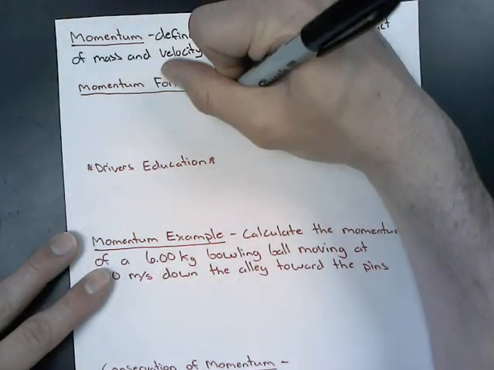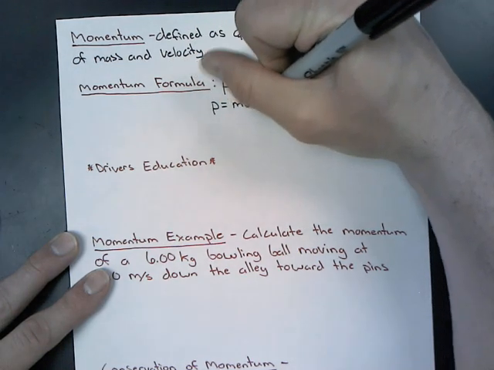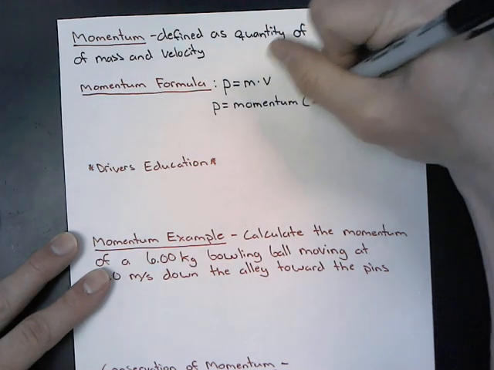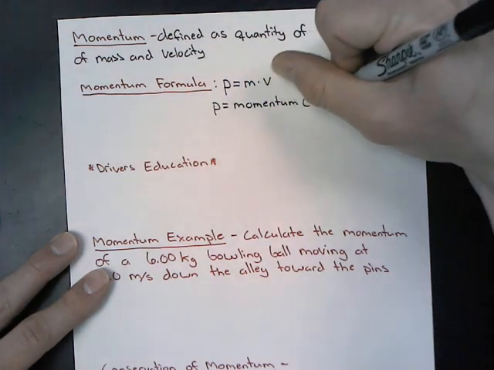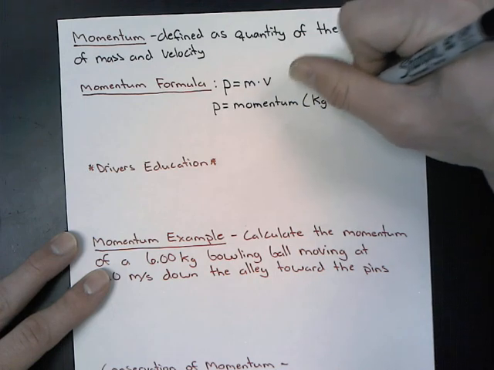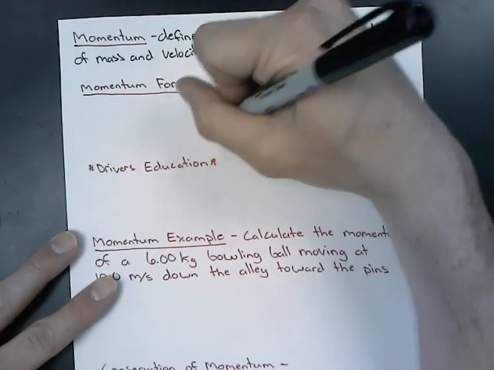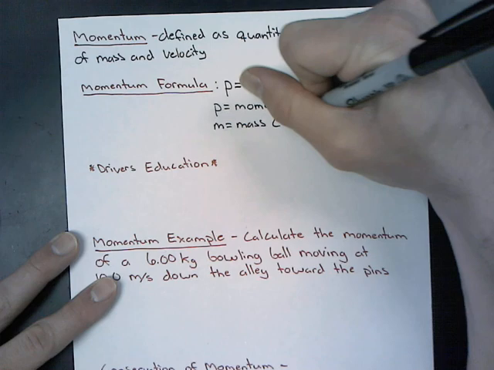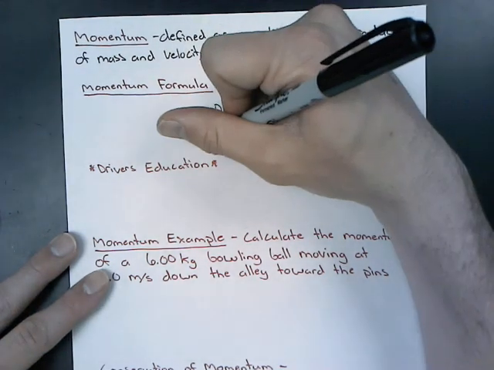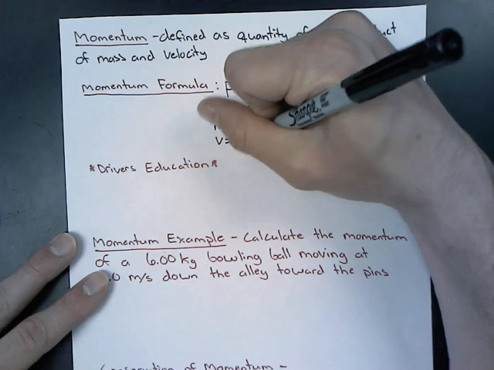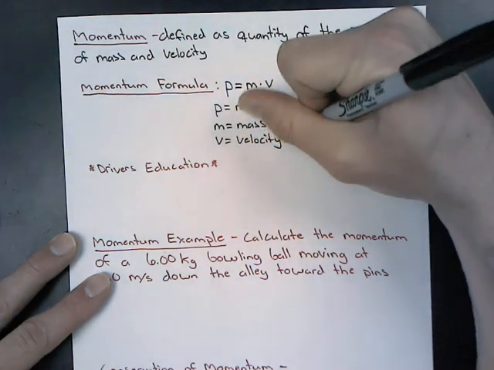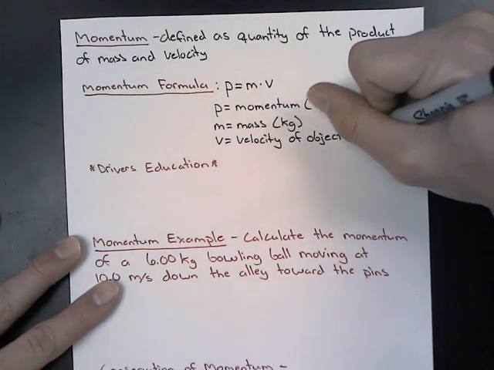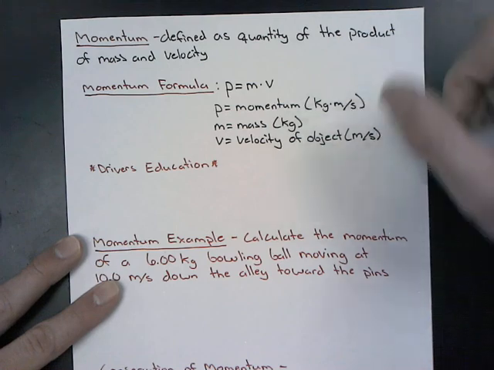Now, the P is going to be our value for momentum, and it is in units of kilograms times meter per second. The M is the mass, and the mass must be in kilograms, and then the V is going to be the velocity of that particular object, and that is going to be in meters per second.